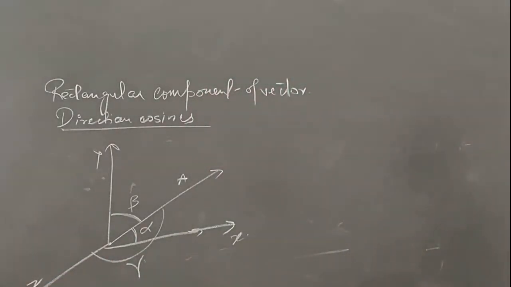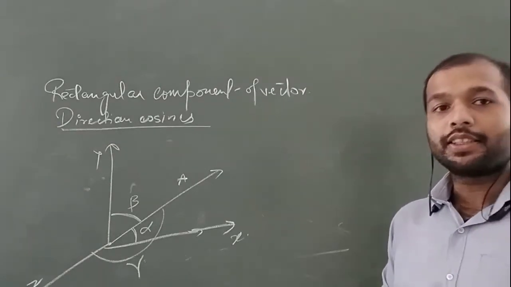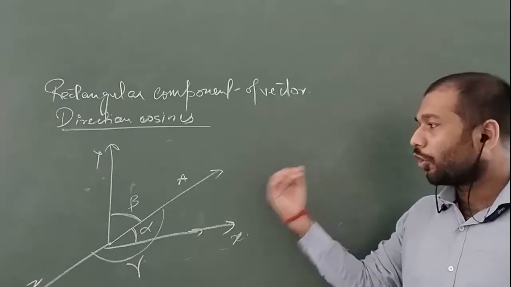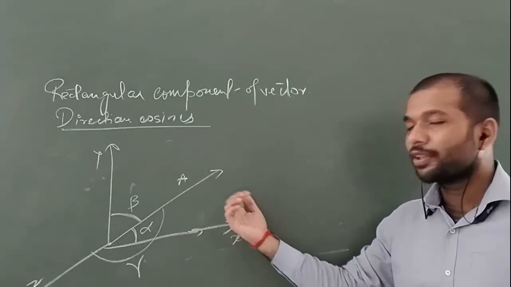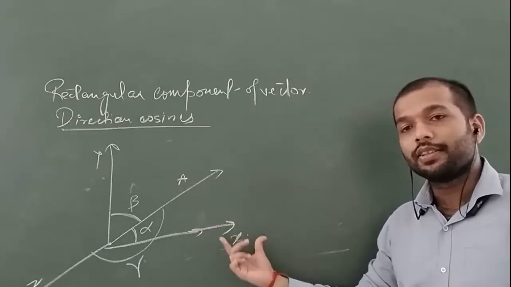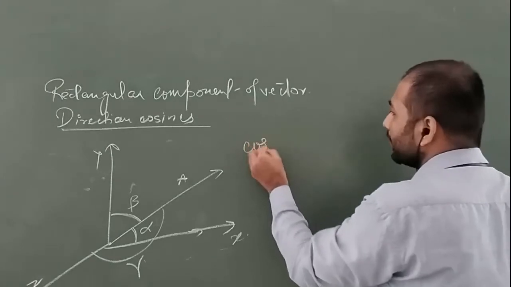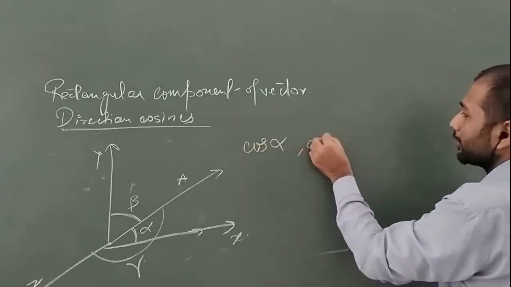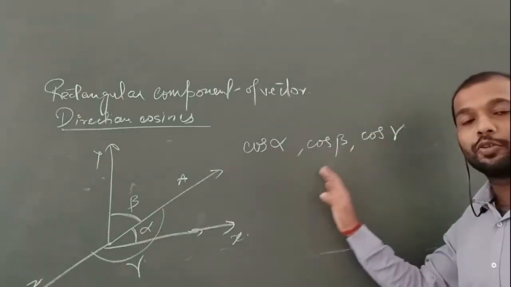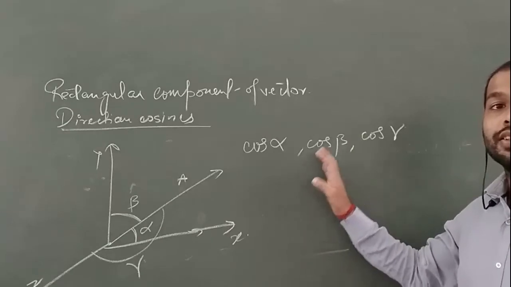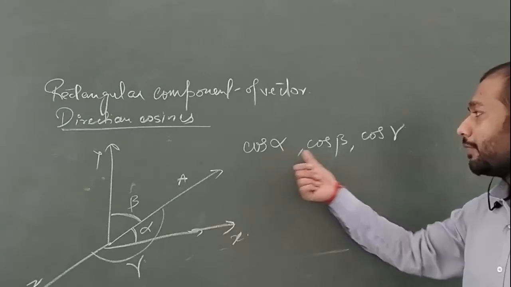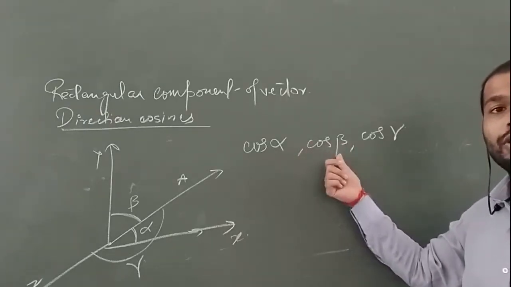So what is the meaning of direction cosine? The direction cosine is simply a ratio given by the cos of the angle that a vector makes with a particular axis. Simply, that is cos alpha, cos beta, and cos gamma. These three terms are known as the direction cosines, and these are simply giving you the direction of a vector A with respect to the axes in the form of angular components.